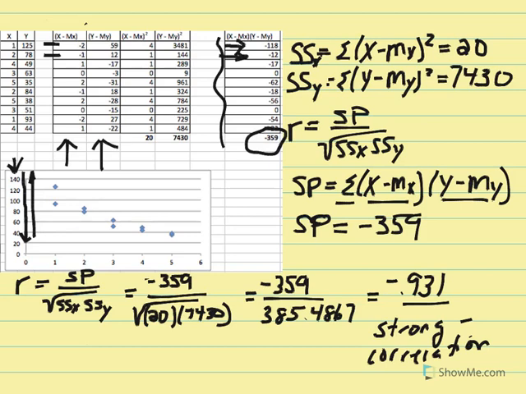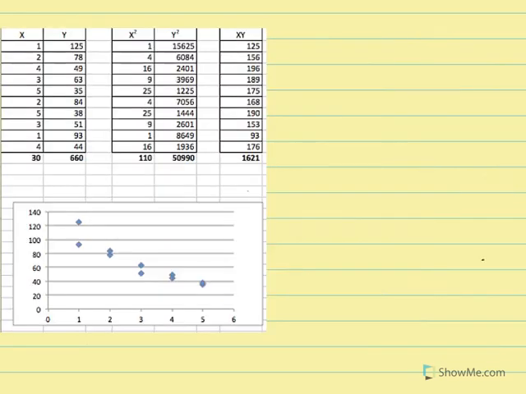All right, so on the next slide, I'm going to show you the same calculation, but we're going to use the computational process to calculate SS for the X variable and for the Y, and then the SP, the sum of products of deviations. All right, so this is the computational process. We've learned and have been using this equation quite a bit since chapter 4.